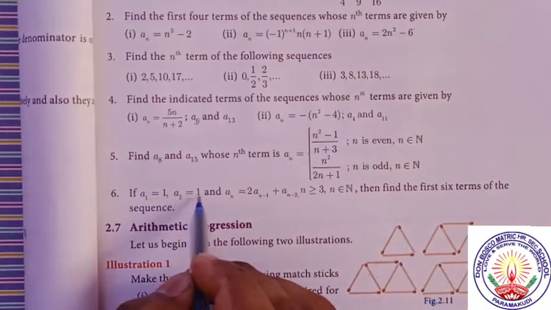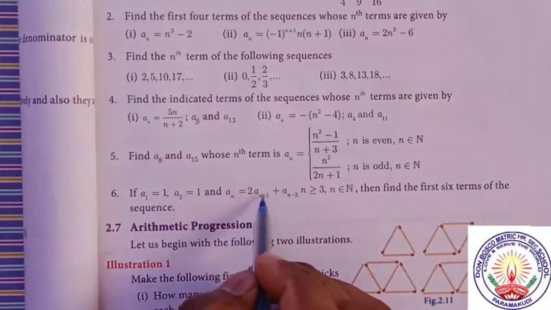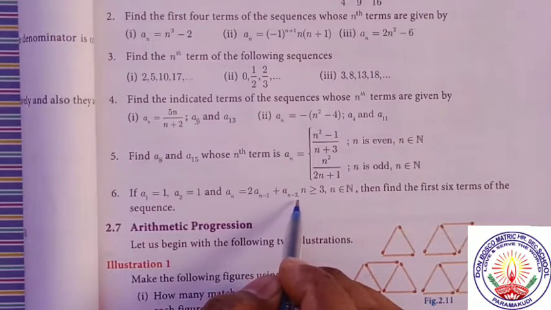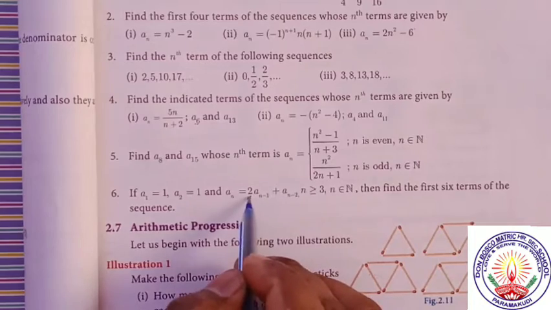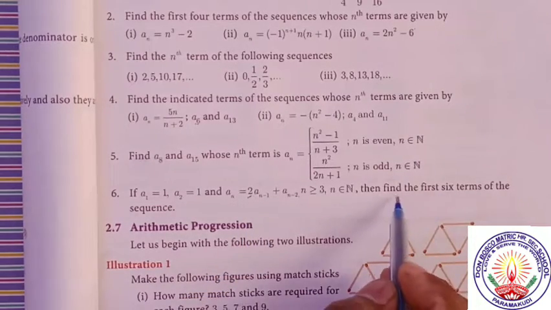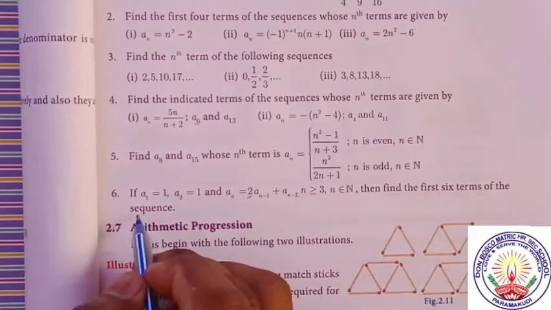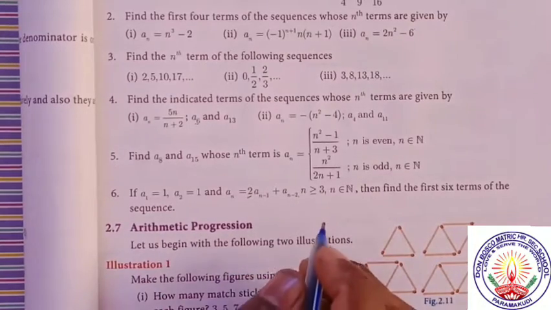a1 is equal to 1, a2 is equal to 1. an is equal to 2 into an minus 1 plus an minus 2 for n is greater than or equal to 3. Then find the first 6 terms of the sequence.